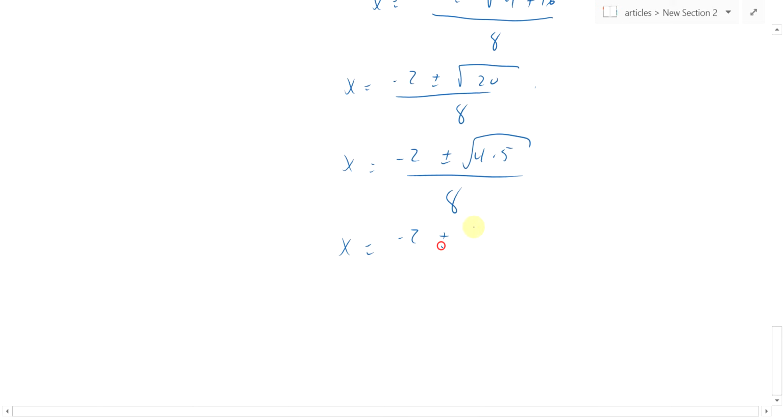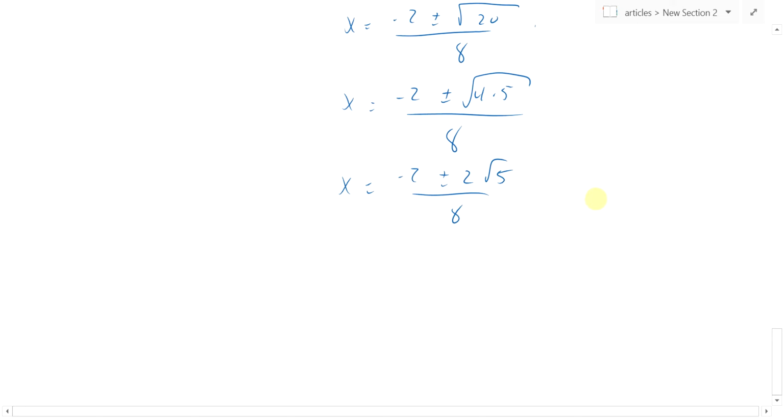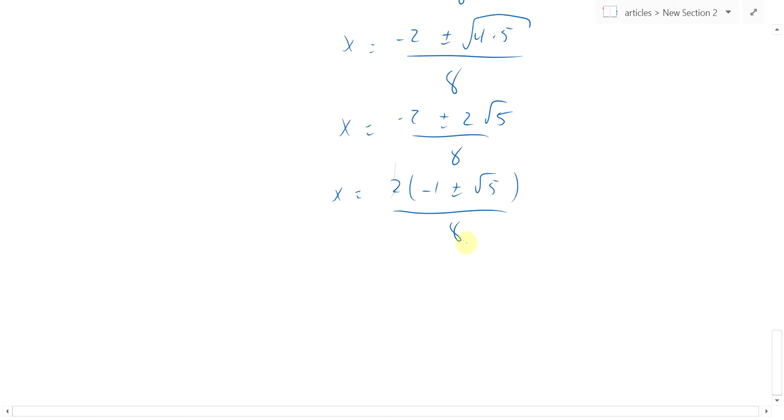So, minus 2 plus or minus, what's the square root of 4 times 5? Well, the square root of 4 is 2, square root of 5 we can't simplify, all over 8. And this can be simplified because you can factor 2 out: minus 1 plus or minus square root of 5, all over 8, and then you can do a little cancellation. So x is minus 1 plus or minus root 5, all over 4, which is the same thing as minus 1/4 plus or minus root 5 over 4, if you like your answers as separate fractions.